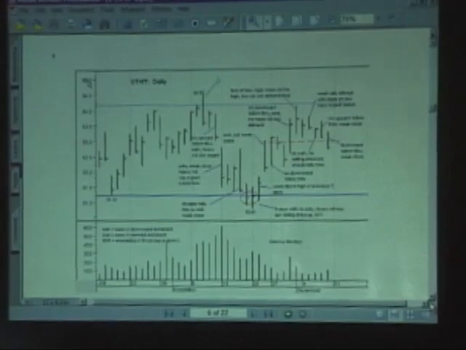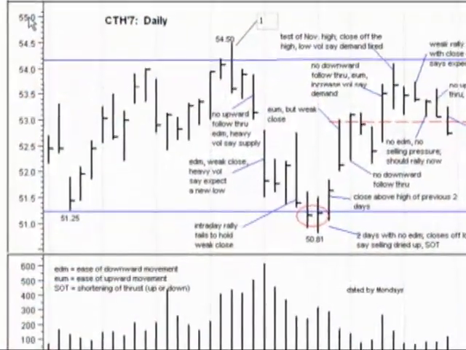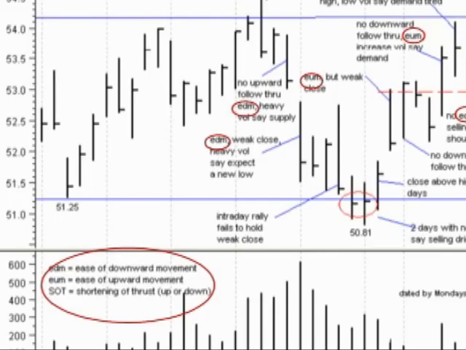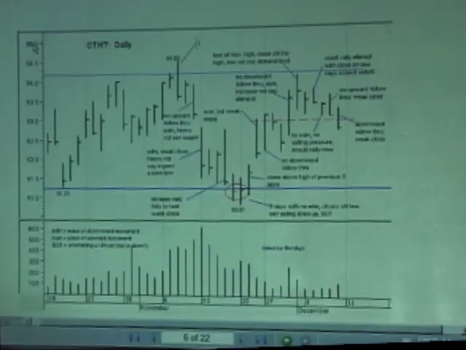And I've annotated this chart. What I'm discussing primarily on this chart is showing the ease of downward movement or the ease of upward movement, and I have symbols for those two words or phrases. And I'm showing how there's no follow-through, or lack of follow-through, after certain points on the chart where it appeared that it could break down or rally against the trend.